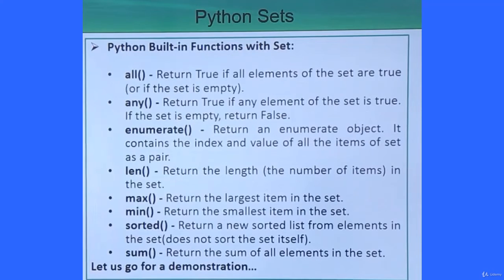Okay, next is all, return true if all elements of the set are true. These are the Python built-in functions which are applicable with sets also. any, return true if any element of the set is true. enumerate, return an enumerate object. It contains the index and the value of all the items of the set as a pair. The index, that is the position number, and the value will form a pair, and that will be printed as the output. Now len, return the length, that is the number of elements in the set. These are the Python built-in functions which can be applied on the set data type.